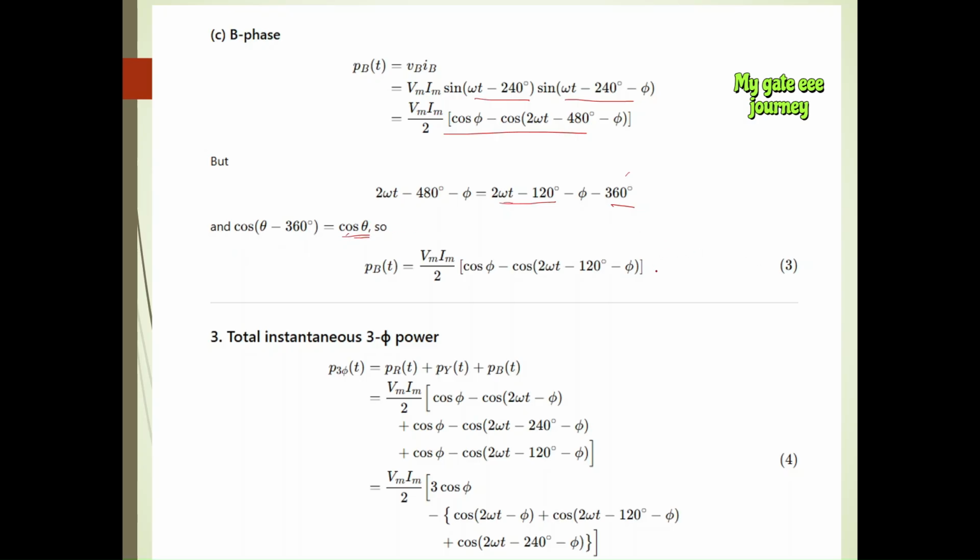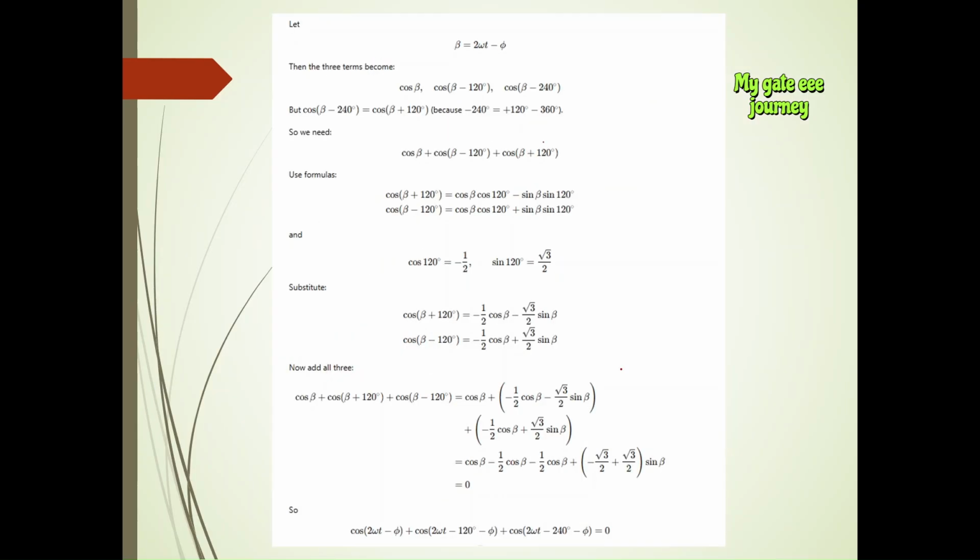Accordingly you will get power in B phase like this. If we add 3 phase power, meaning power in R phase, power in Y phase, and power in B phase, you will get this equation. This will remain in the final derivation. This one plus this one plus this one will become 0. A detailed derivation is given here. If you want, you can pause the video and go through this. I have written each and every calculation very clearly.